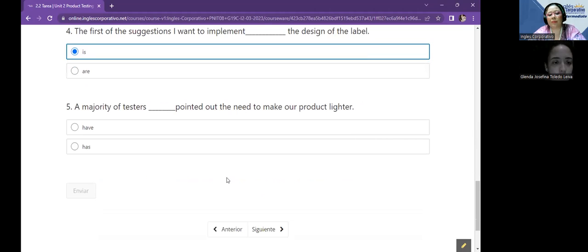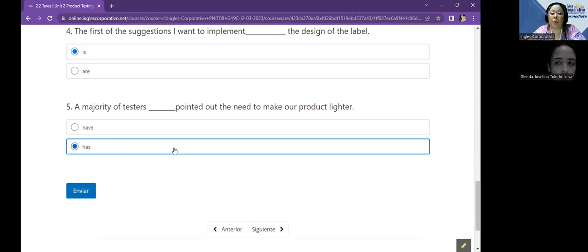A majority of testers. Ajá, ¿qué decíamos de a majority? A majority es un cuantificador, pero en plural. Cuando va acompañado de un nombre en plural, el verbo es plural. No, plural.